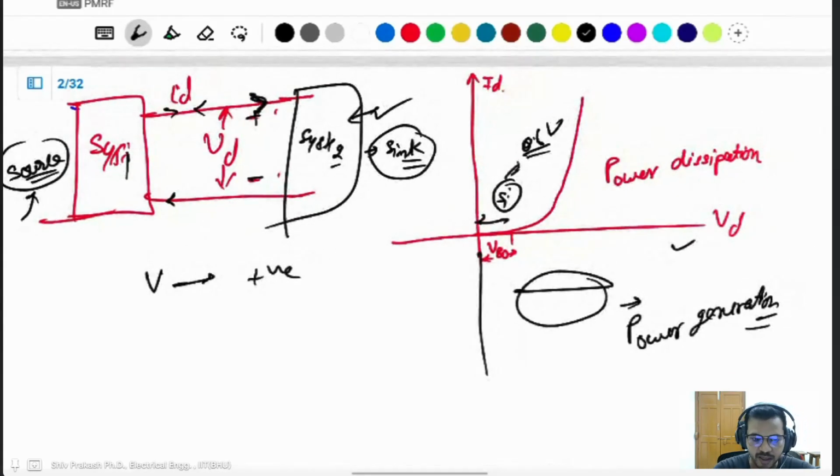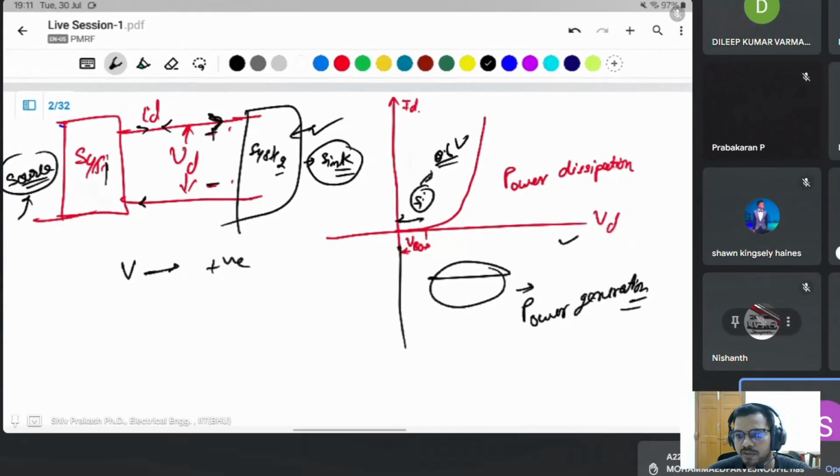Then a PV cell, photovoltaic cell, is represented like a current source and a diode. Anyone have some doubts?